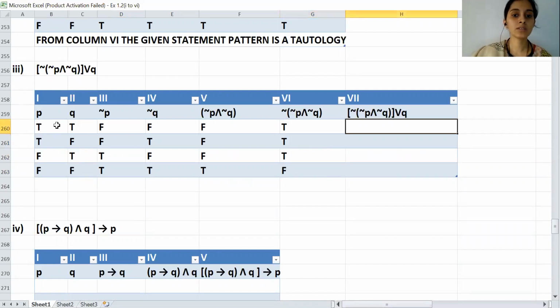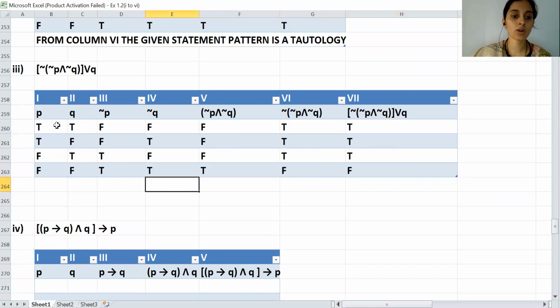Now it says column 6 has to be ORed with Q. So 6 or 2. T or T, true. T or F, true. T or T, true. F or F, false. Again, I'll repeat: the seventh column should be column 6 ORed with Q. So T or T, true. T or F, true. T or T, true. And F or F, false. So what are we getting? T, T, T, and F.